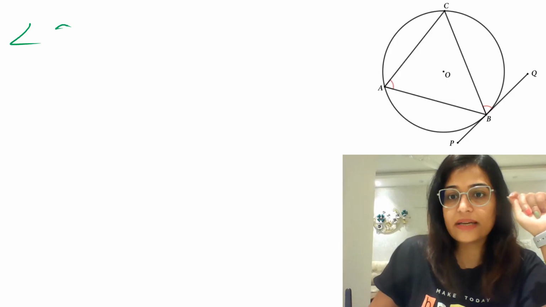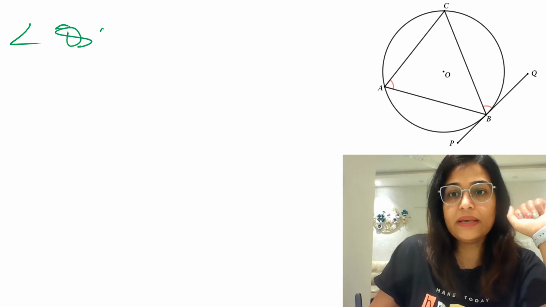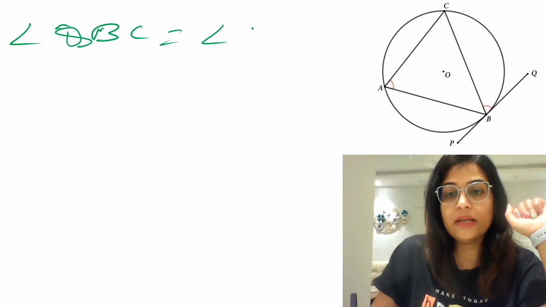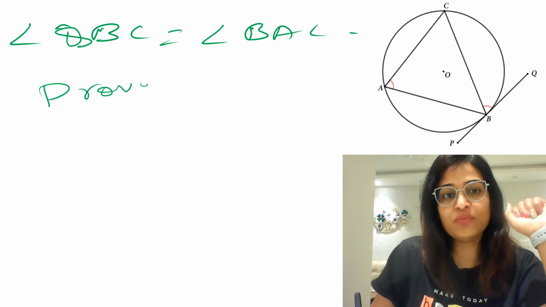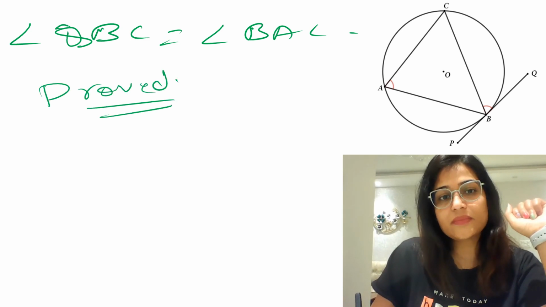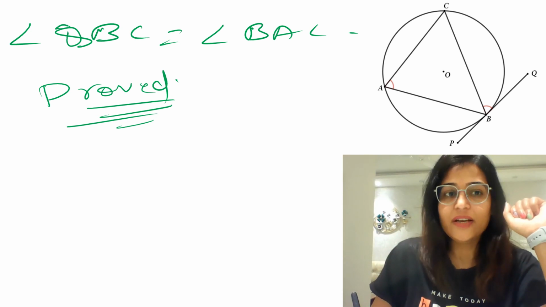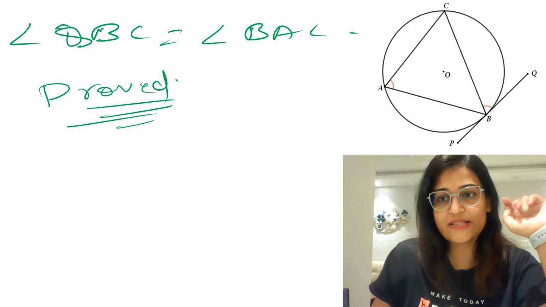Angle QBC is equal to angle BAC. All right, so that is the proof of the alternate segment theorem, correct? So let's go ahead and do a problem based on the alternate segment theorem.